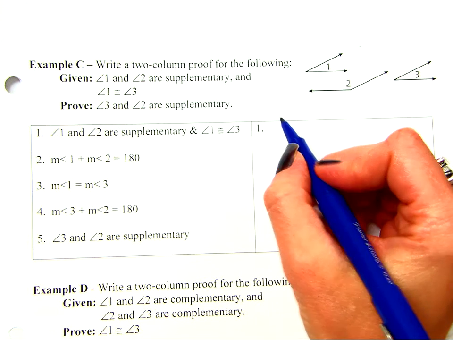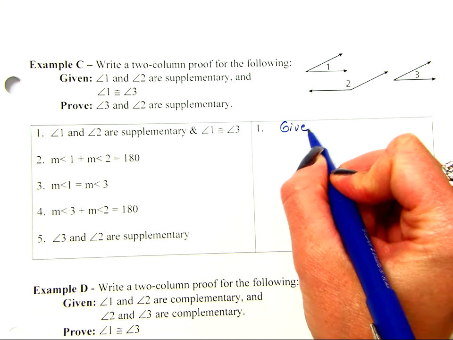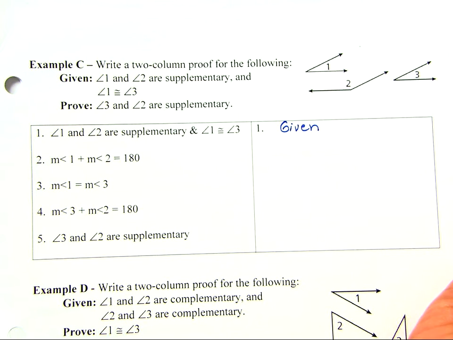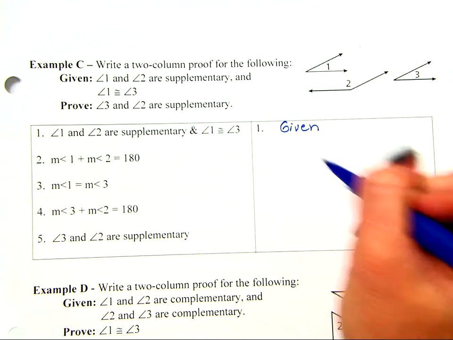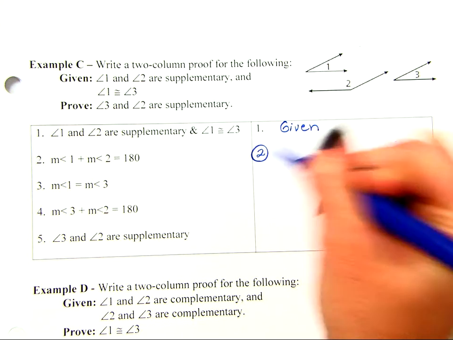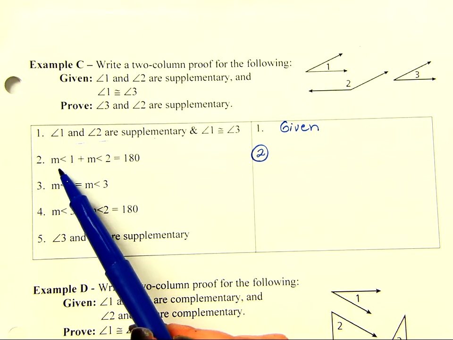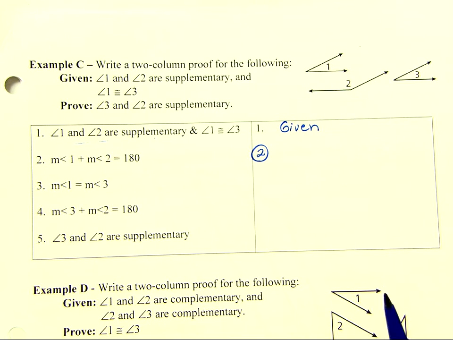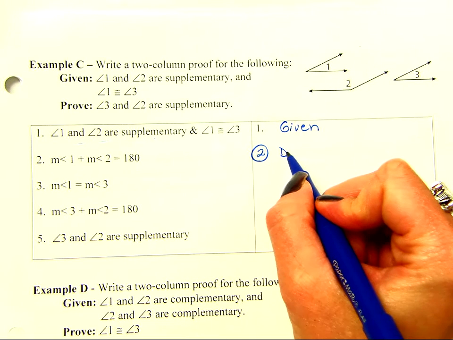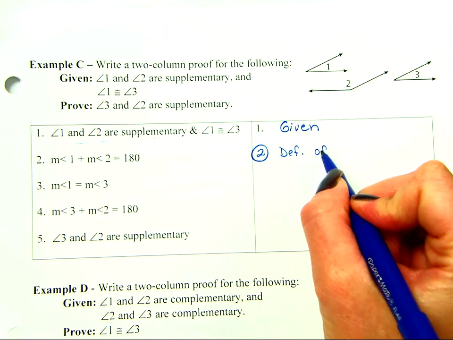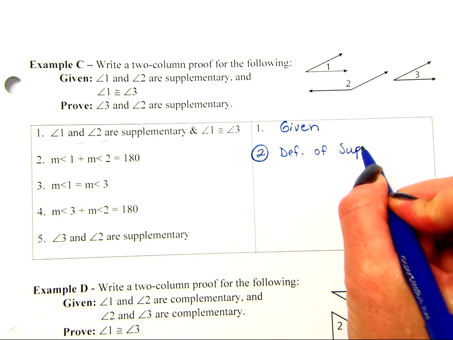We know our starting point is our given, our true statements. And our proof should flow top to bottom. So we can't just jump to, like, number 4 and put a reason in. We want to work from the top to the bottom. It should be connected. Our number 2, if we go from saying that they're supplementary to saying that their measures add to 180, that would be the definition of supplementary angles.